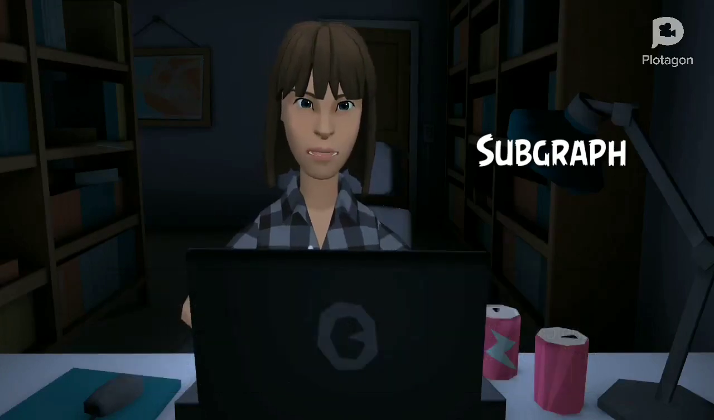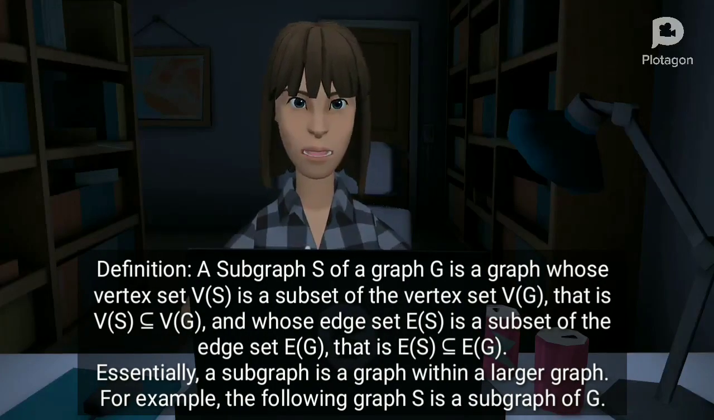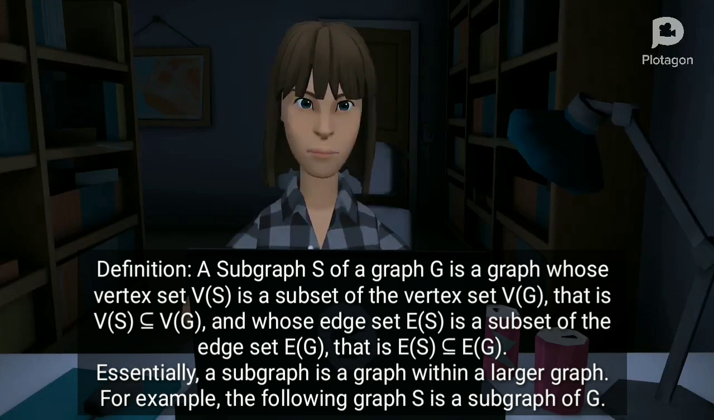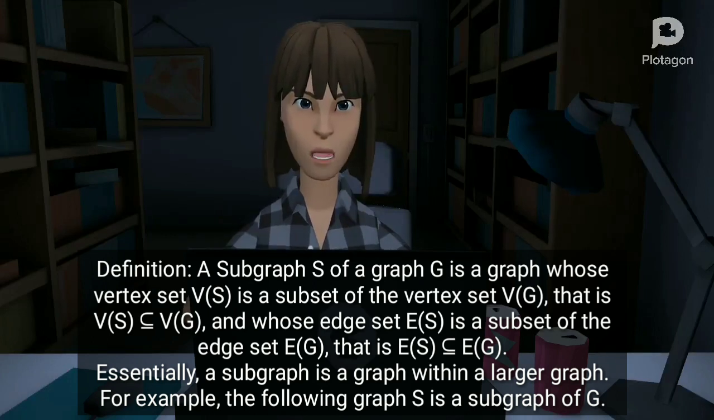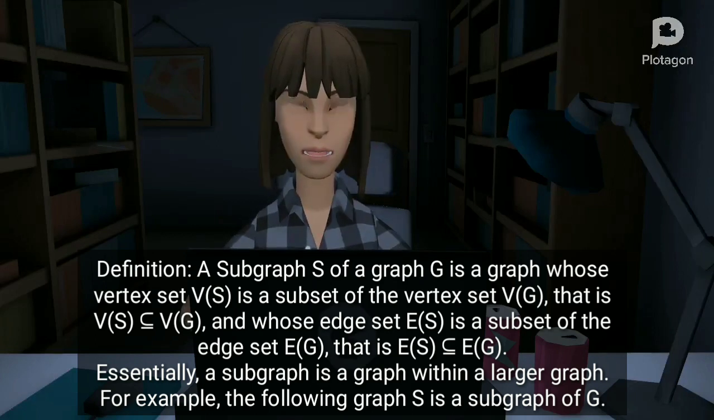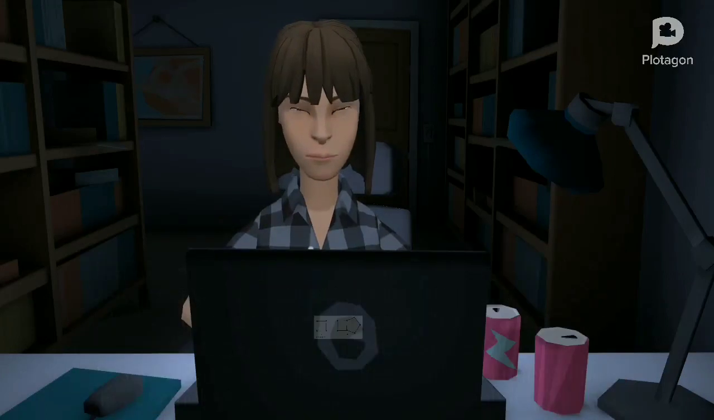Next up is subgraph. Subgraph definition: a subgraph S of a graph G is a graph whose vertex set V is a subset of the vertex set V(G), that is V ⊆ V(G), and whose edge set E is a subset of the edge set E(G), that is E ⊆ E(G). Essentially, a subgraph is a graph within a larger graph. For example, the following graph S is a subgraph of G.